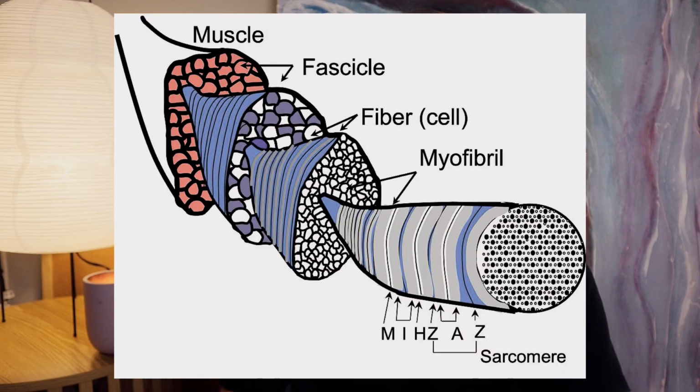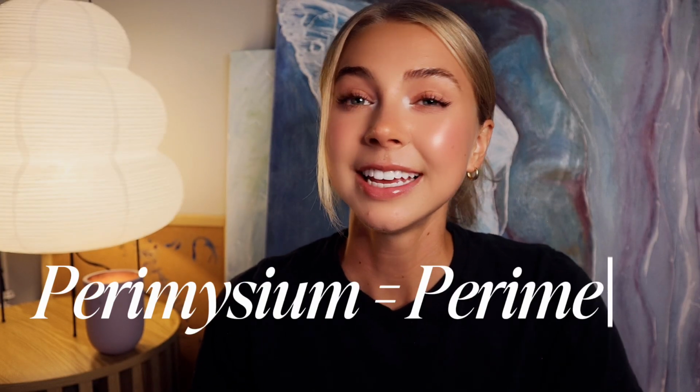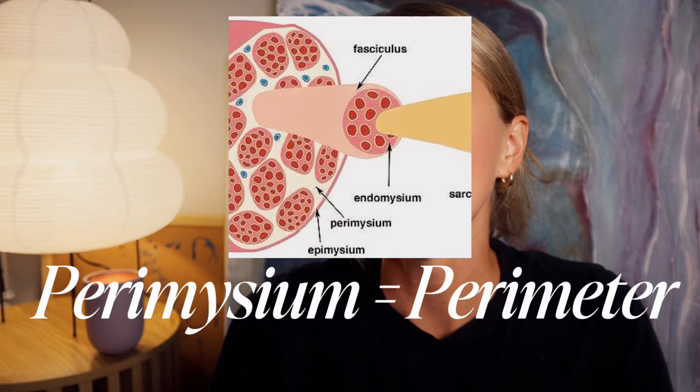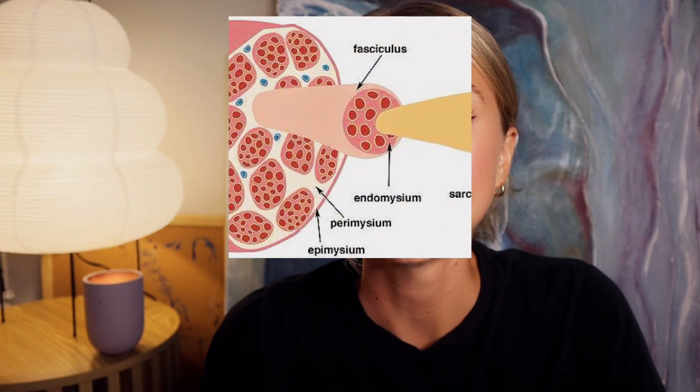Now we're going to go one layer deeper and go into the fascicles. A fascicle is essentially a bundle of muscle fibers that are grouped together. Each fascicle is surrounded by another connective tissue layer called the perimysium. Think perimysium equals perimeter of the bundle. So epimysium is the entire muscle. The perimysium is the fascicle.